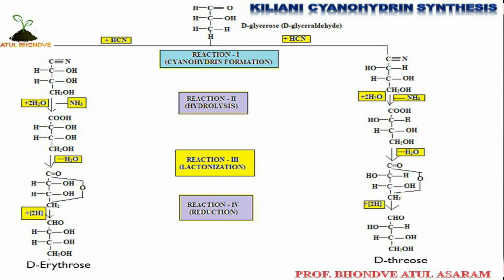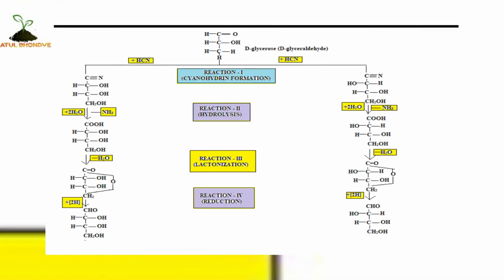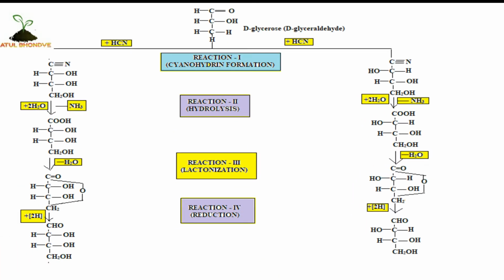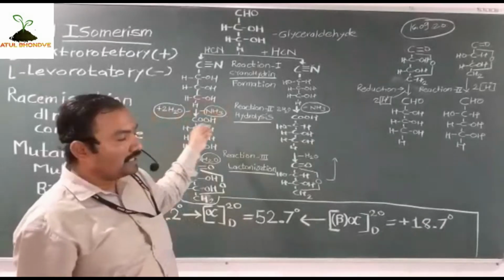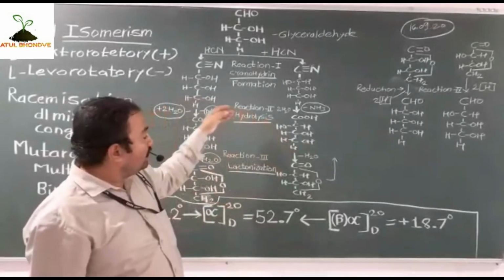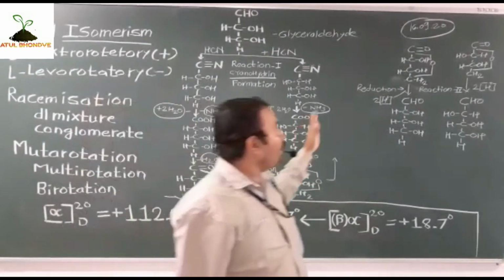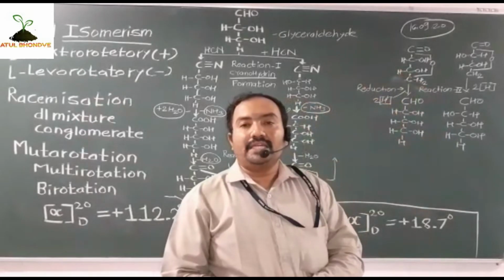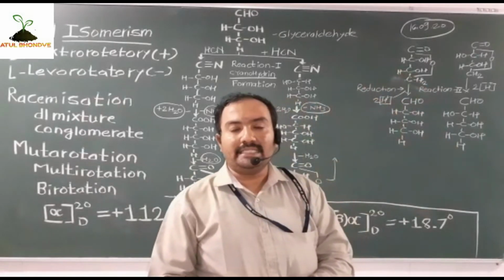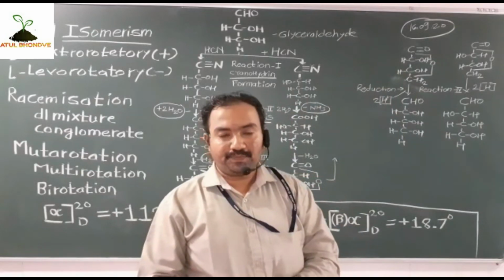When hydrocyanic acid is treated with glyceraldehyde, there is a synthesis of two compounds. These compounds are in front of you. These are cyanohydrins. So after the cyanohydrin formation, the next reaction is hydrolysis. After complete hydrolysis of the cyanohydrin, a carboxylic acid is synthesized. Then after lactonization, lactone compounds are formed. These compounds are then converted into tetroses containing 4 carbon atoms, that is D-erythrose and D-threose.